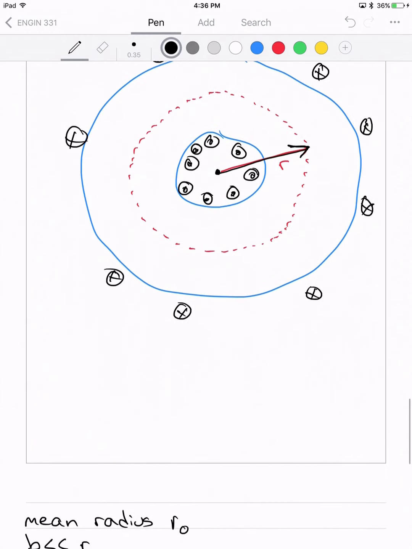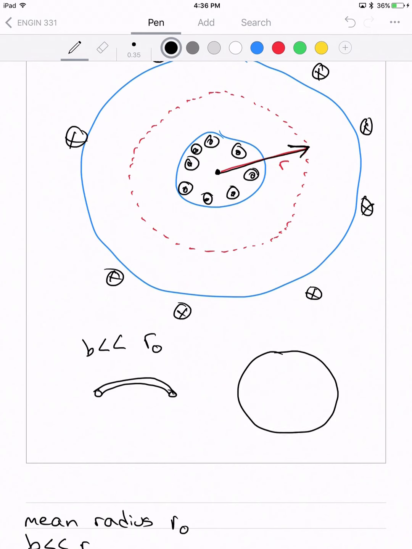And it's going to happen at some radius that we're going to call r. But luckily, the way that I've been drawing these pictures is not exactly the way that they've described it to us. Because remember, b is much less than r naught. So it looks a lot more like this in the side view, or like this in the bagel view.